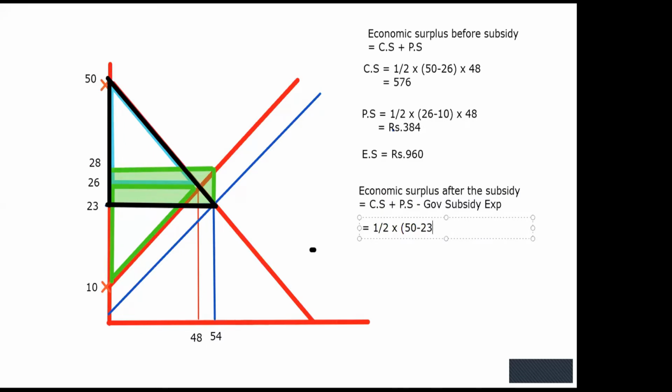Tax, do we have to add the tax revenue? Yes, we have to add the tax revenue. I told that last class. So in a tax, when you're finding economic surplus after the tax, right, then consumer surplus after tax, producer surplus after tax, plus the government tax revenue. Okay, so half into how much? 54, we get 729. Okay, so rupees 729.